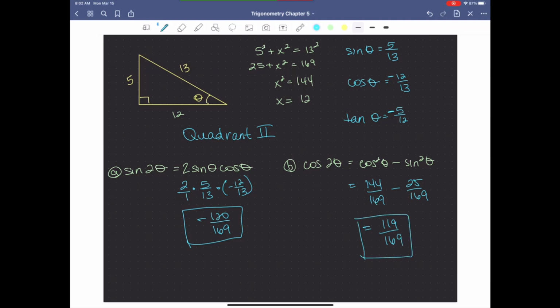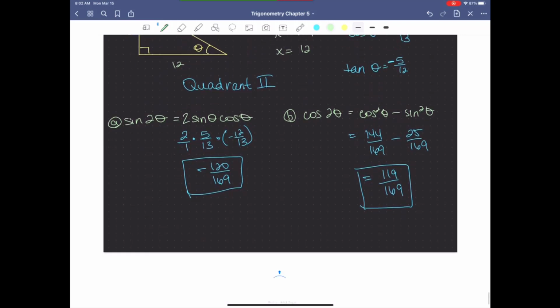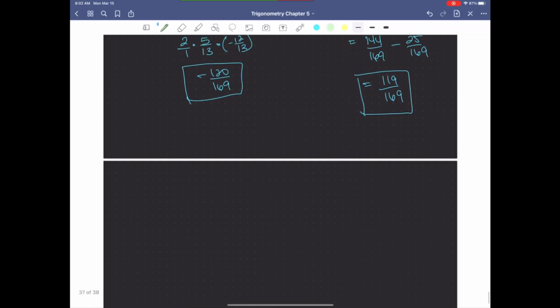Nah. Right? So we did sine, we did cosine, so we might as well do the tangent, right? It's getting warm out. We all want a tan.